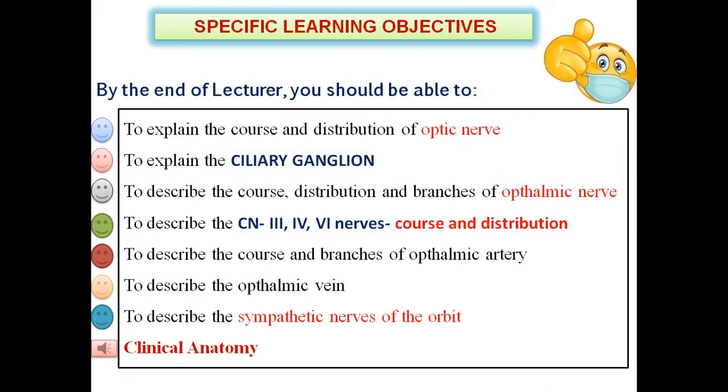The learning objectives of today's topic include the course and distribution of the optic nerve, ciliary ganglia, course and branches of the ophthalmic nerve, oculomotor nerve, trochlear nerve, abducens nerve, ophthalmic artery, its branches and course, ophthalmic vein, and clinical aspects.